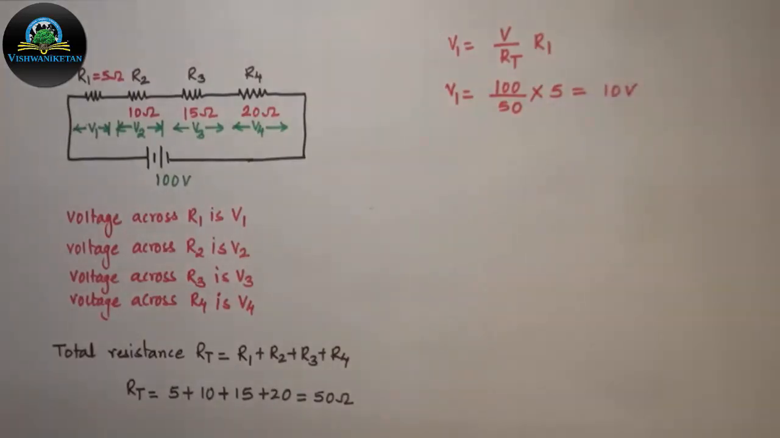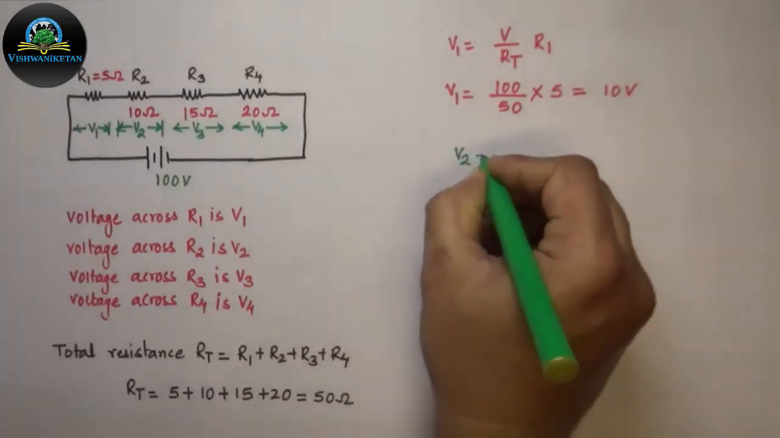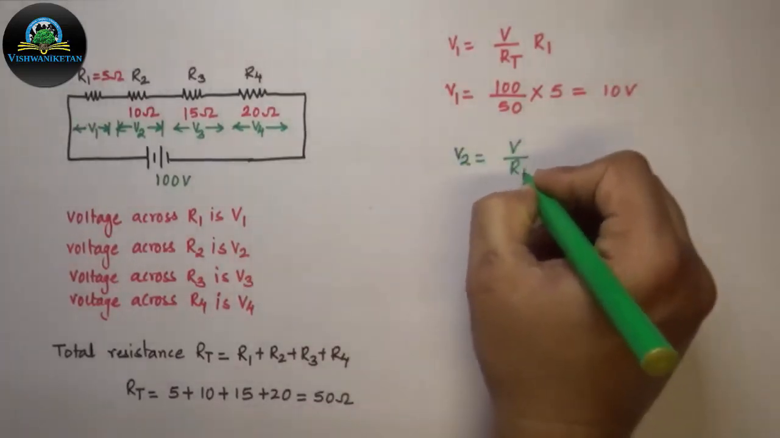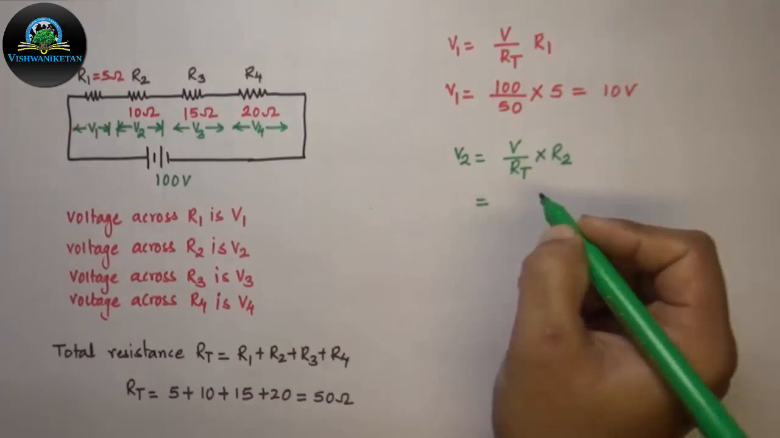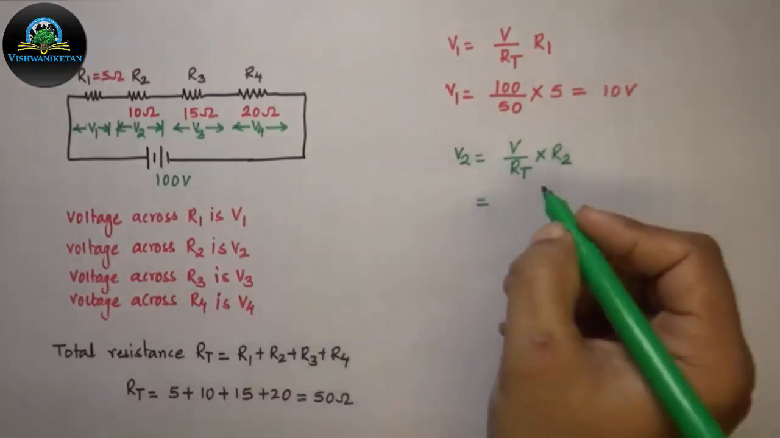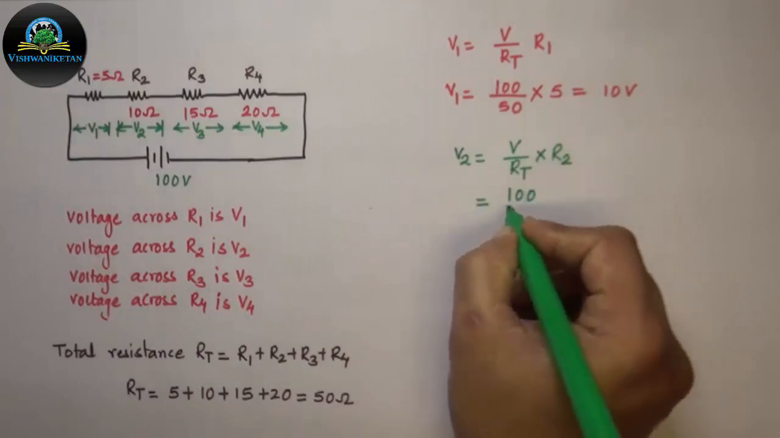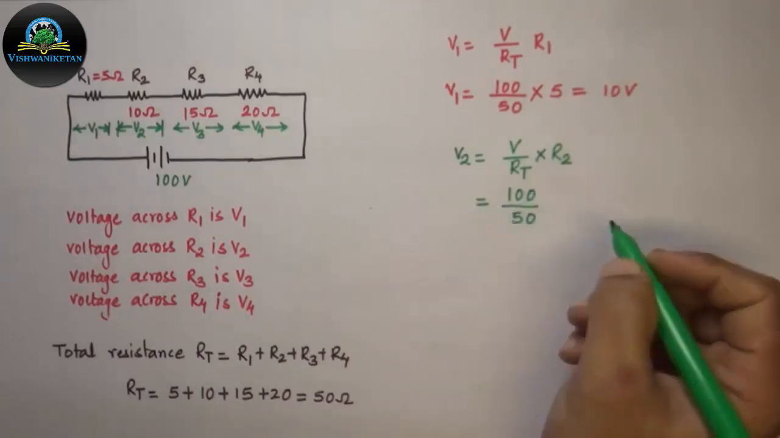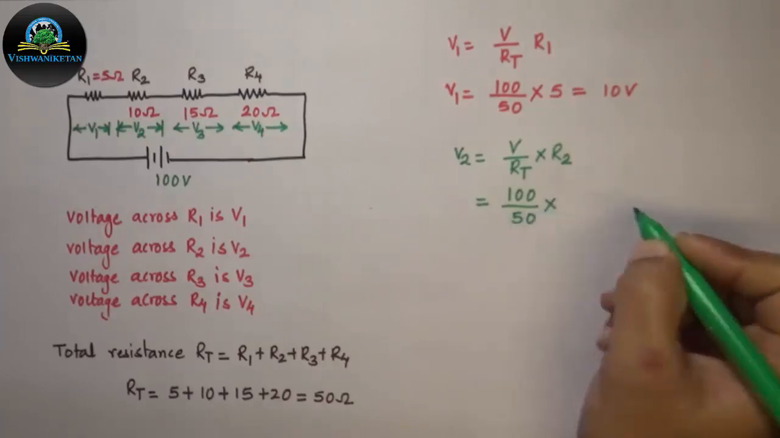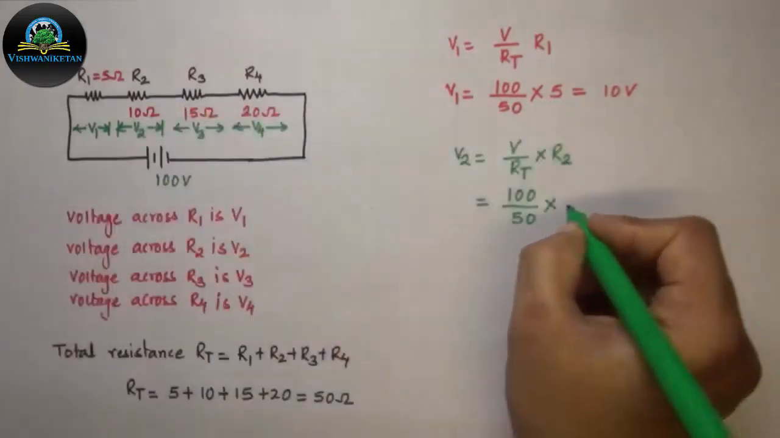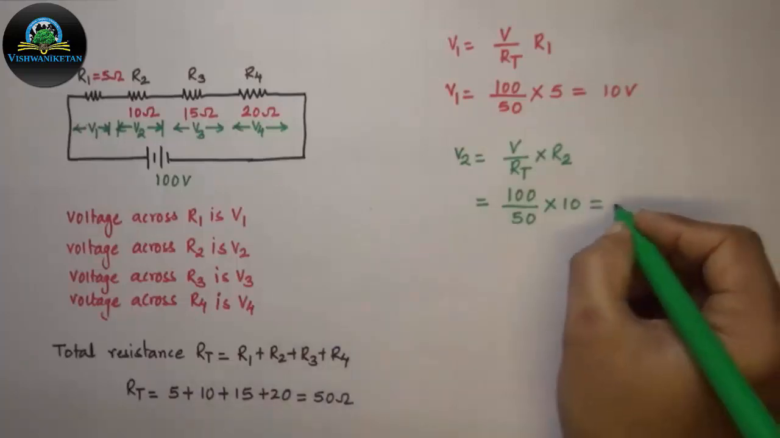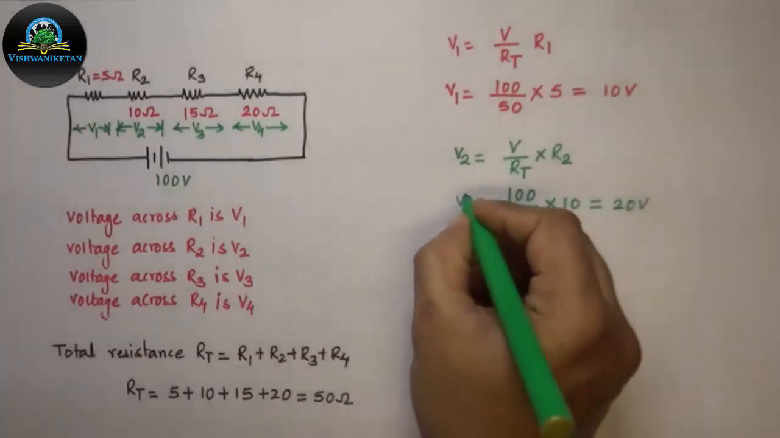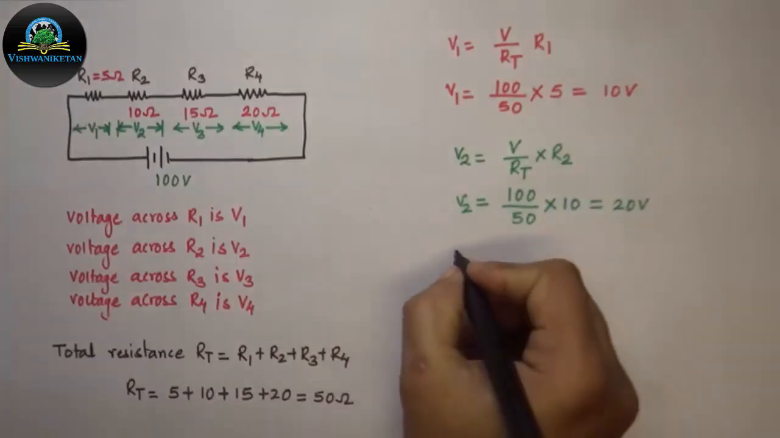Similarly, we will calculate V2. The equation of V2 is V divided by RT, which will be same, and the change will be R2. So, substitute values of V, RT and R2. So, V is again 100 volt. Total resistance we have calculated as 50 ohm, and R2, which is given as 10 ohm. Therefore, the value of V2 by substituting values we will get as 20 volt. That is V2.